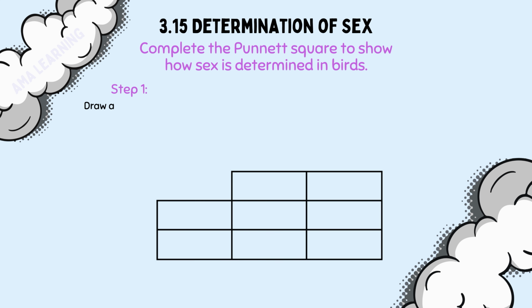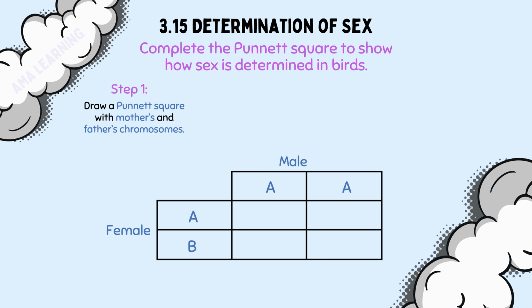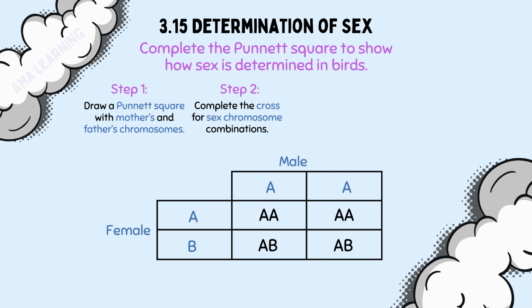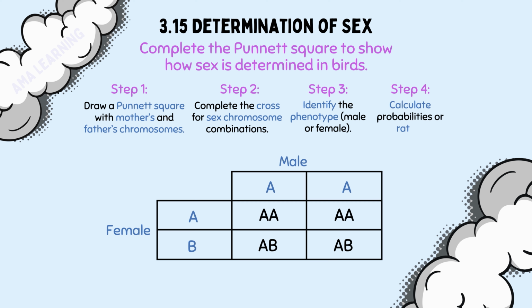Step 1. Draw a Punnett square and place the mother's chromosomes along one side and the father's chromosomes along the other. In this case, the Punnett square has already been drawn out, so we just need to add the mother's and father's chromosomes. The male's chromosomes are both A and the female chromosomes are A and B. Step 2. Complete the cross to show the possible combinations of sex chromosomes. Step 3. Identify the phenotypes. Is it a male or a female? Step 4. Calculate the probabilities, ratios, or percentages for each phenotype.